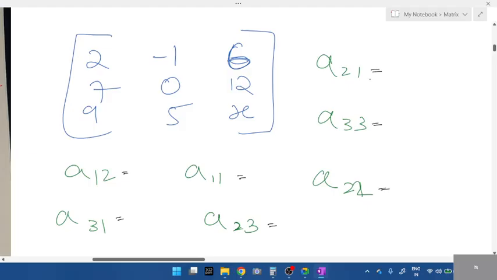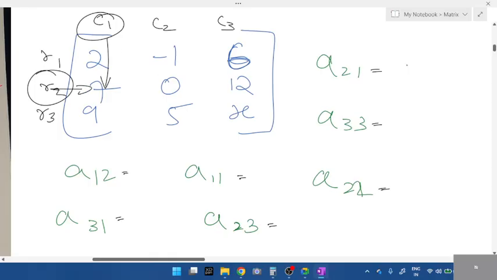A21. What is A21? Yes. If you're getting confused, right here, C1, C2, C3, R1, R2, R3. So 2 and 1, students. Look here. R2 and C1. You draw the arrow. What's the answer? 7. So starting, I'll write this. Once you get used to this, it is very easy.